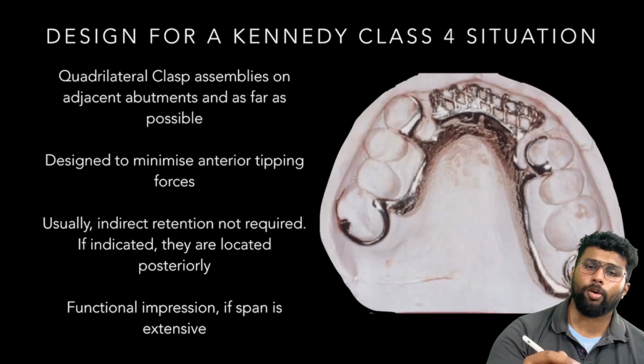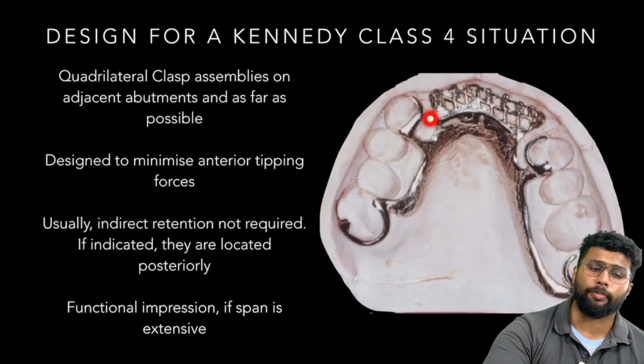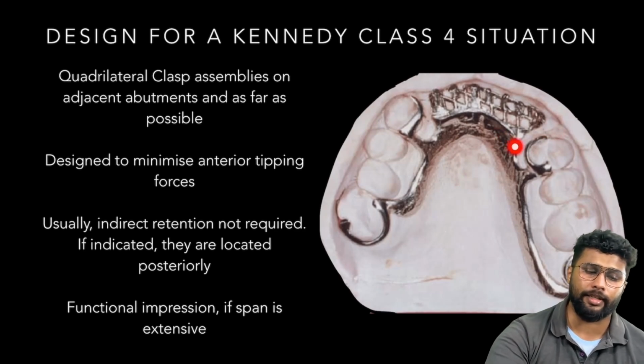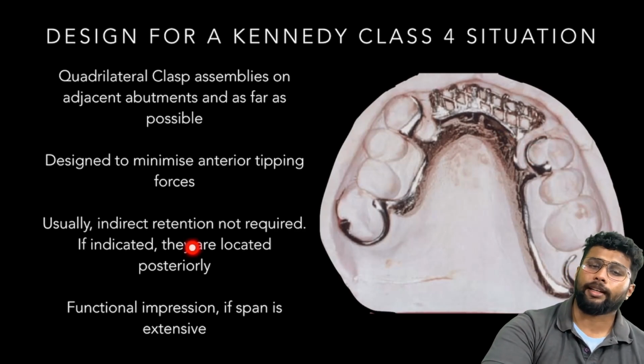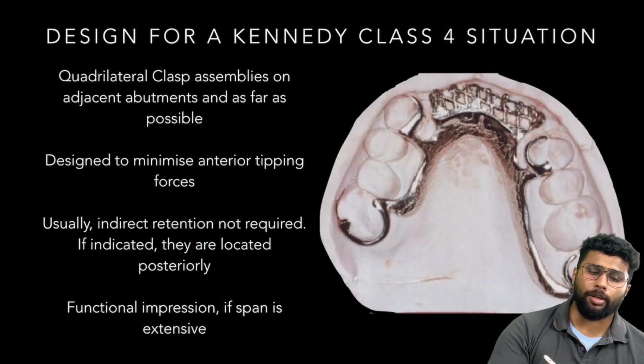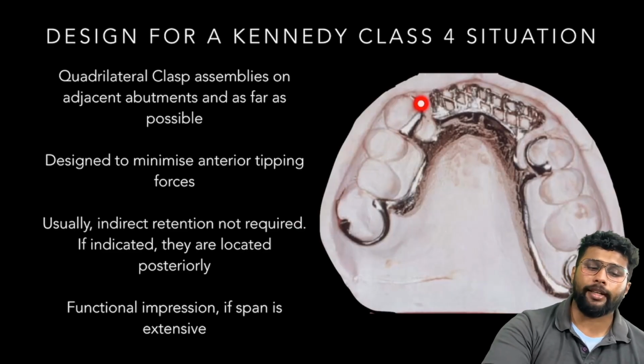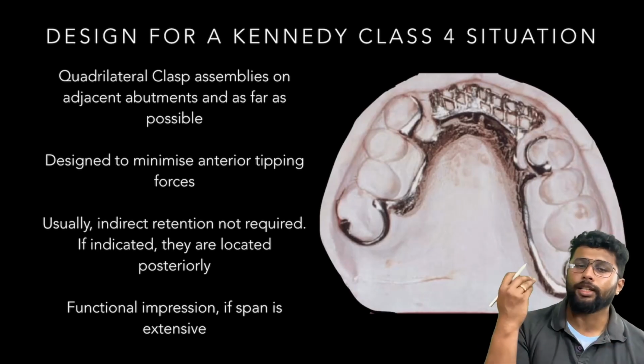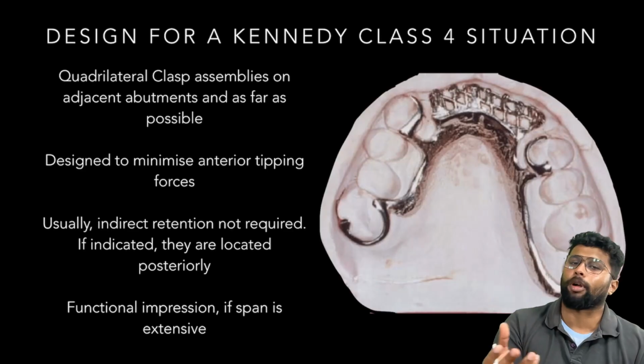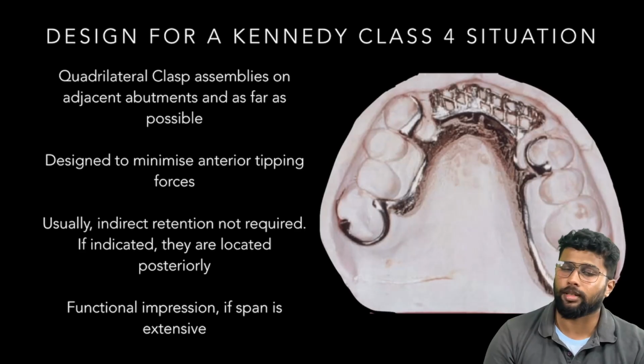Your design is going to be designed in such a way that it is minimizing the tipping forces in the anterior region. Now, indirect retention might not be required, but if required, they are of course going to be present in the posterior region. If the anterior edentulous span is very big, you would prefer a functional impression so that the limiting structures, the frena, are all captured properly and you get a denture base that is not going to be traumatizing to the limiting structures of the mouth.